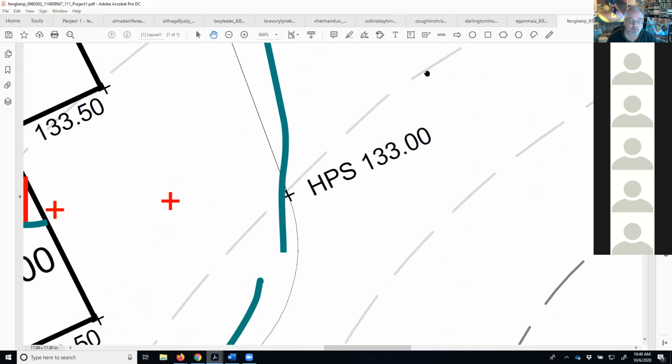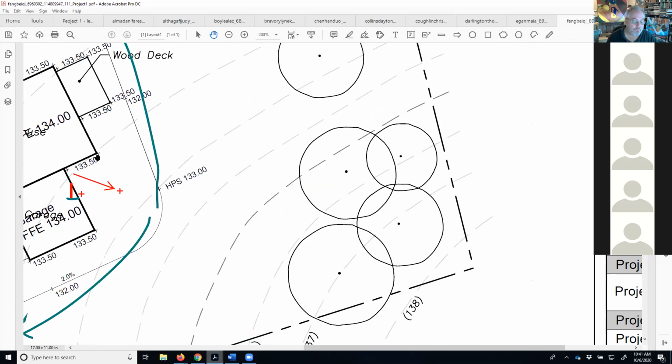The reason is that if we have a spot elevation located out there, we can be assured that we have water draining out of that corner. So it's perfectly fine to have these three at the same elevation. And if we've got an elevation here of, the HPS of 133, we probably want to put something out here that's 133.25 or lower, could be a 1.5. And that way we're absolutely sure that water will drain away from the building.